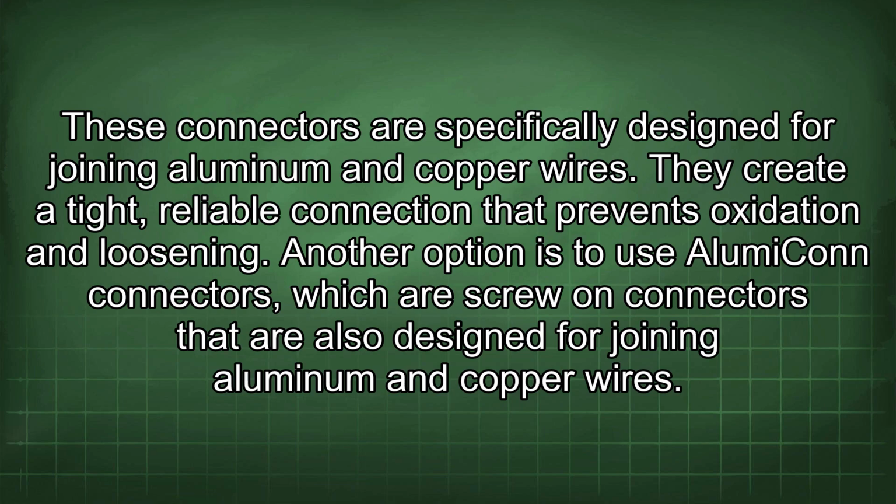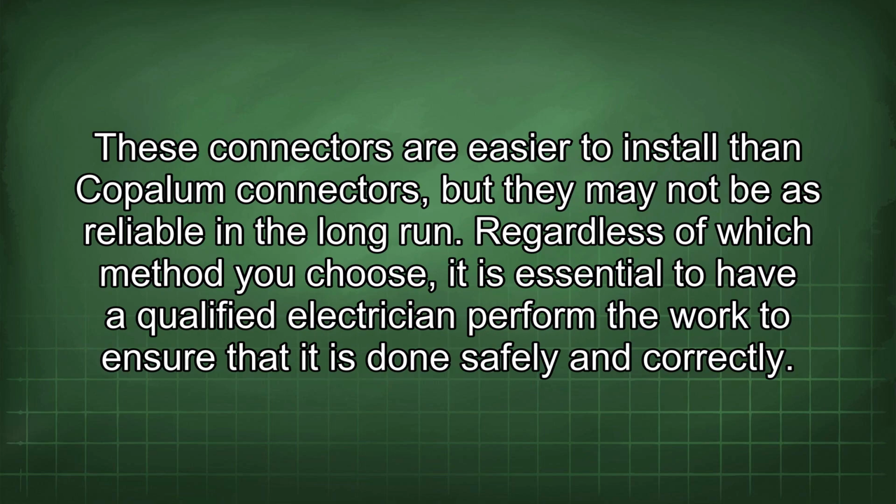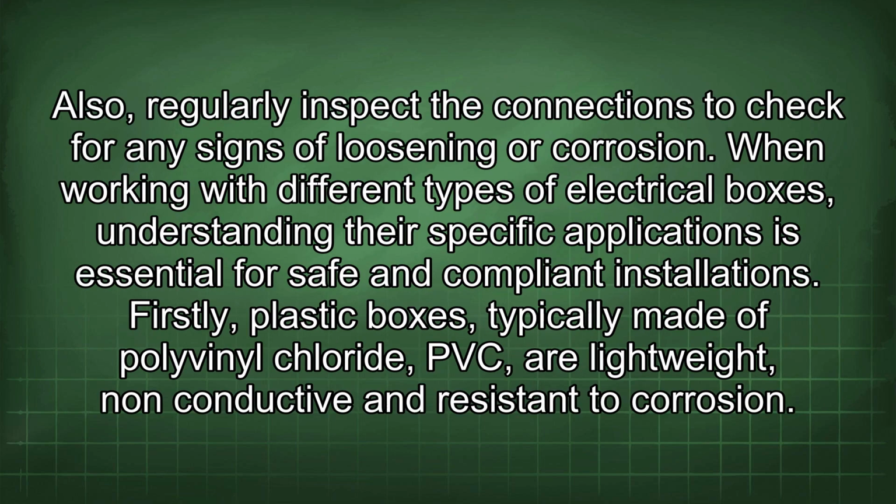Another option is to use Alumicon connectors, which are screw-on connectors that are also designed for joining aluminum and copper wires. These connectors are easier to install than copolymer connectors, but they may not be as reliable in the long run. Regardless of which method you choose, it is essential to have a qualified electrician perform the work to ensure that it is done safely and correctly. Also, regularly inspect the connections to check for any signs of loosening or corrosion.